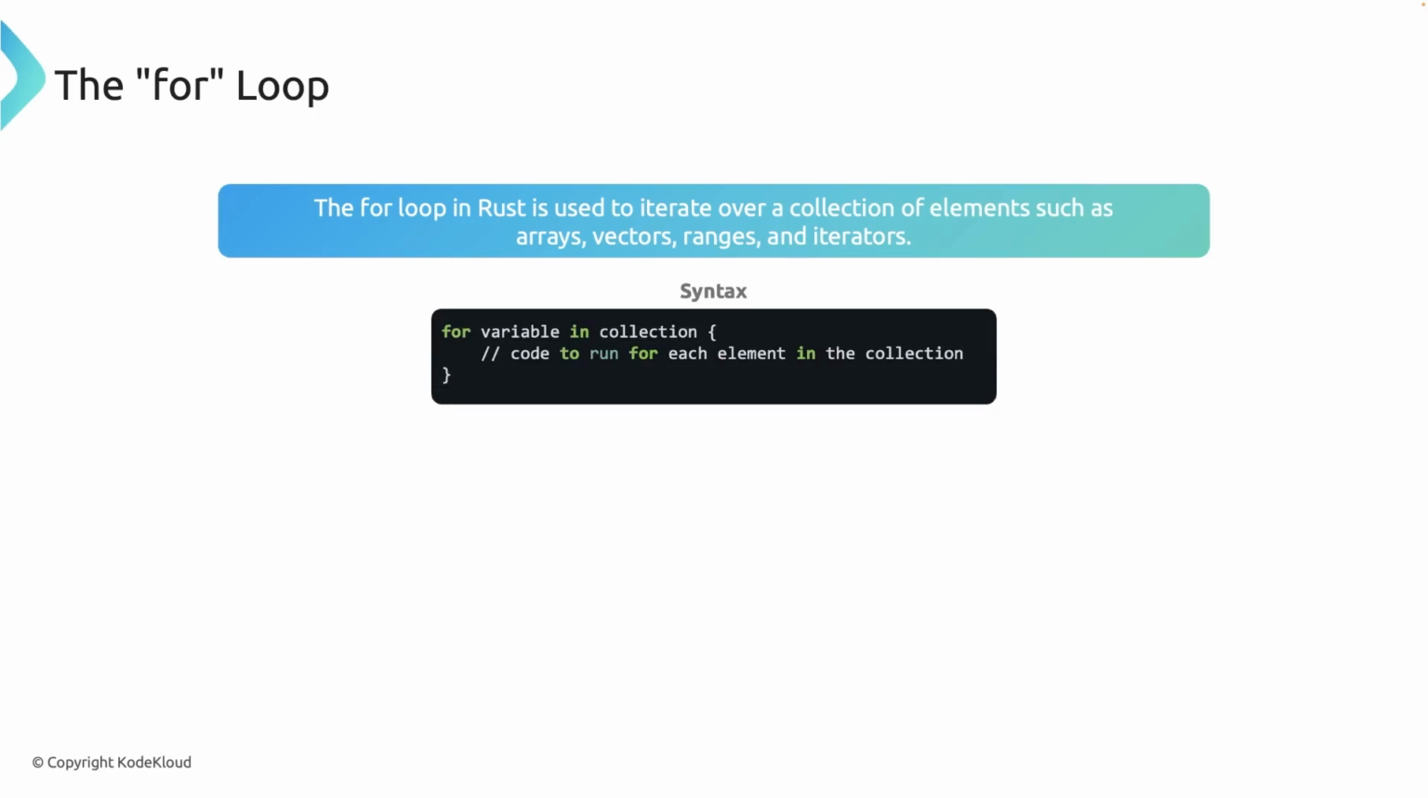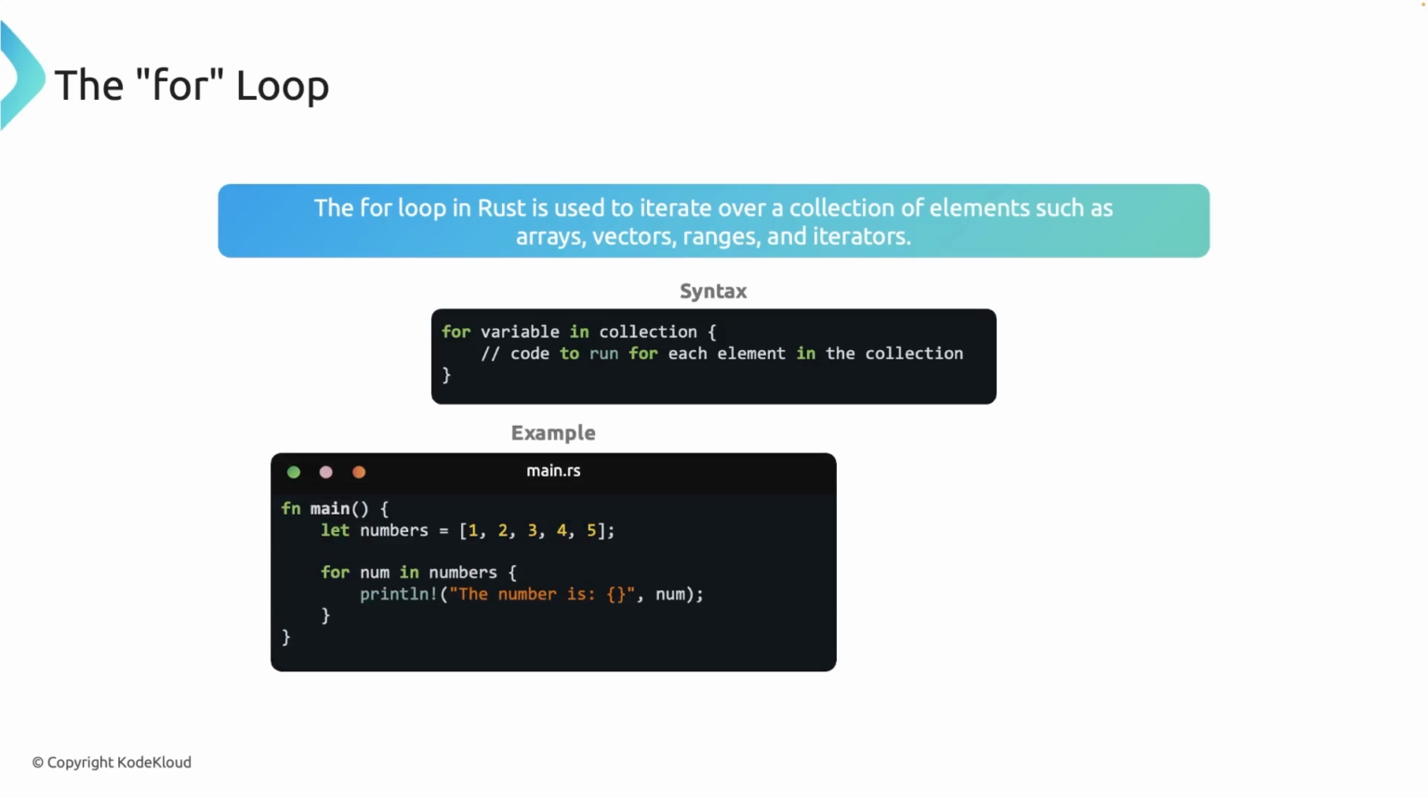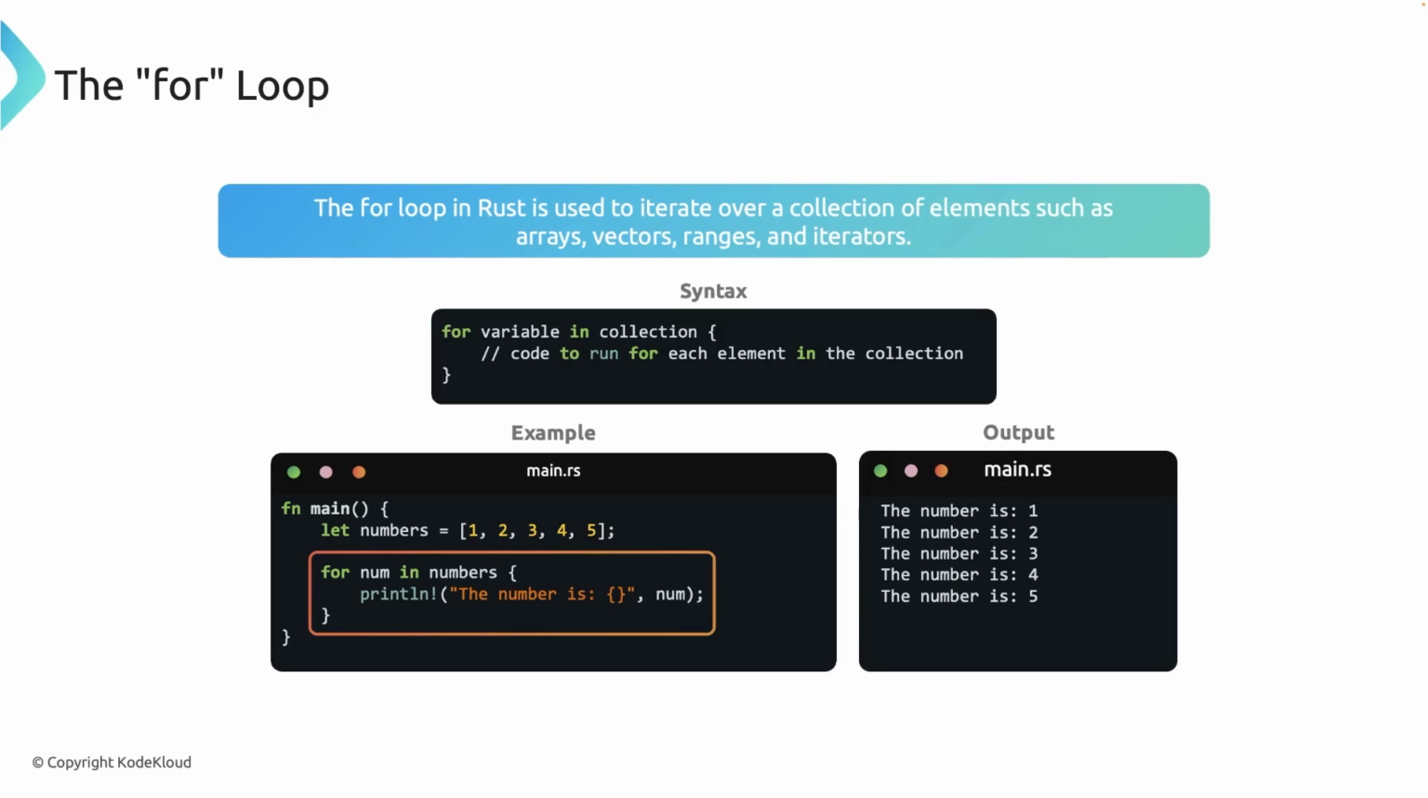You have the for keyword followed by a temporary variable, in keyword, and then the name of your collection. Then there's code to run for each element in the collection. Let's look at the example. In this example, the for loop iterates over the numbers array, printing each number. So it's going to give us the output. The number is 1, 2, 3, 4, 5.